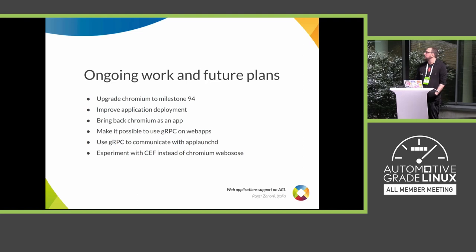Another plan is to make it possible to use gRPC on the web app side. We already have gRPC server and clients implemented in Chromium, but we can't, for example, use a proto file from the Kuksa project and generate code that can be used by the web applications, and this is because gRPC-Web needs a proxy server running on the AGL platform, and we need to check what would be the best option for that. And we need to update Chromium to communicate with App Launch D using gRPC. Right now, it uses D-Bus, and D-Bus is going to be deprecated from App Launch D.